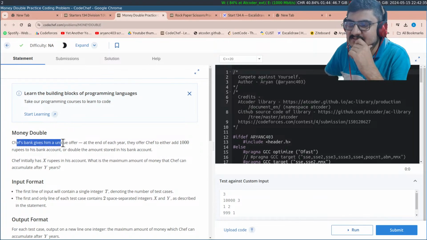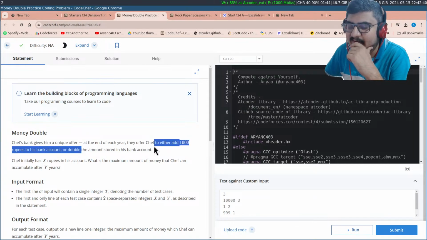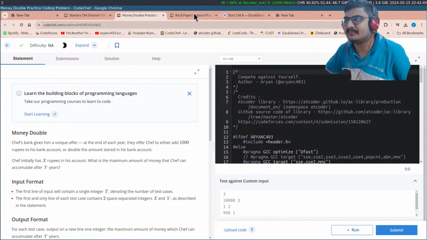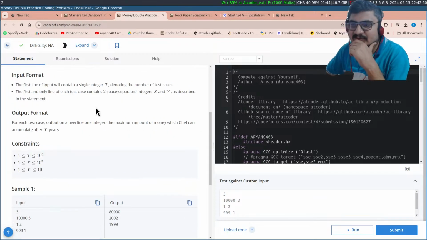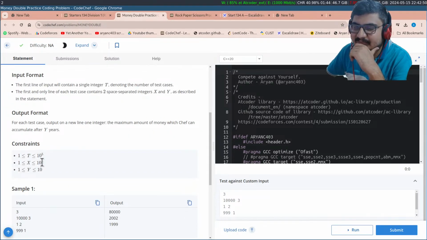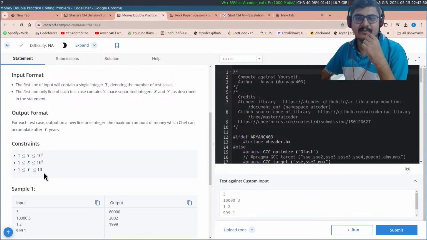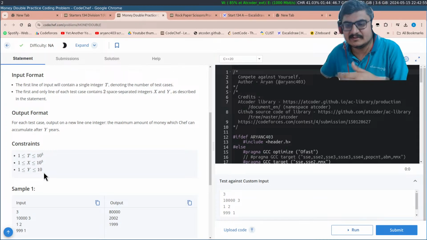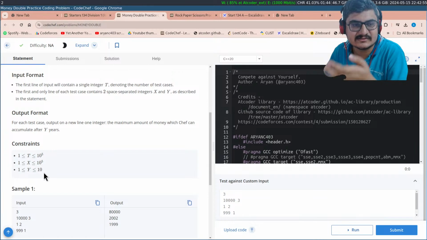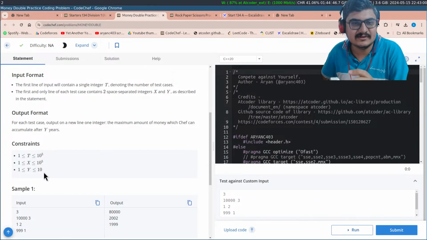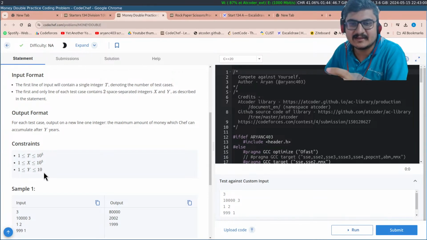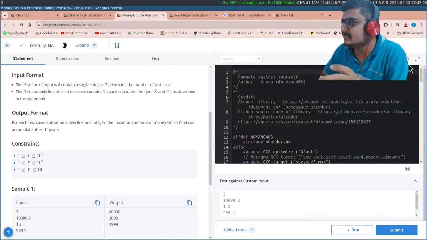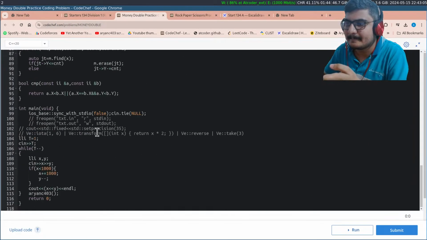Money Double. Chef's bank gives him a unique offer. At the end of the year, they offer Chef to add either 1,000 rupees to his bank account or double the amount stored in his bank account. Chef initially has X rupees in his account. What is the maximum amount Chef can accumulate after Y years? If we notice the constraints, X is up to 10^5 and Y is up to 10. So one possible way to solve this problem is to brute force it and see which method gives us more money. Either we add 1,000 or we multiply by 2, and we keep doing it Y times. That can be one solution for this problem.